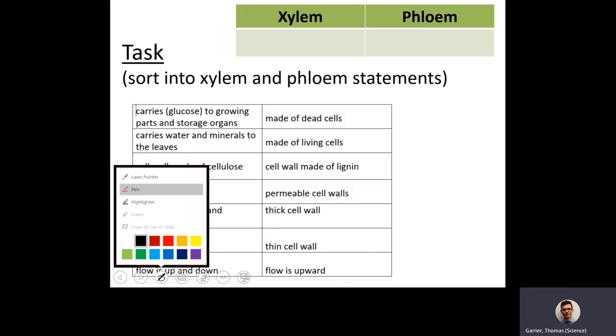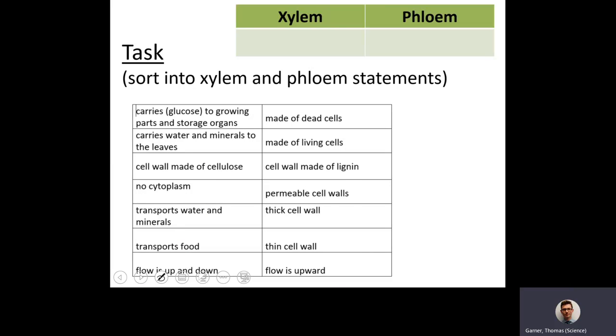So if we were to do a few together, xylem was blue, wasn't it? So carries glucose to growing parts and storage organs. Now, carries glucose. I know the xylem is only there to carry water and mineral ions, so it can't carry glucose. So this one has to be, if I get a highlighter, this one has to be phloem. And the second one carries water and, well, I don't even need to go any further, do I? Water and mineral ions. I know for a fact that that is the xylem. So I've got my first two.